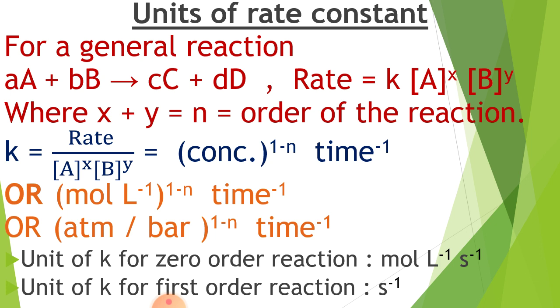If the value of K is given as 1.25 × 10^-31 mole liter inverse second inverse, that indicates the reaction is zero order. So by seeing the unit, we can also find the order of reaction, that is, the rate constant.